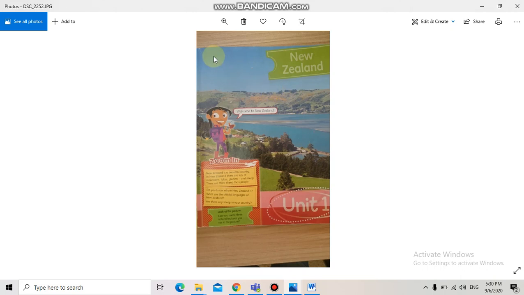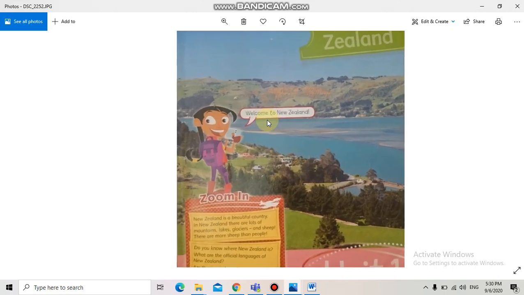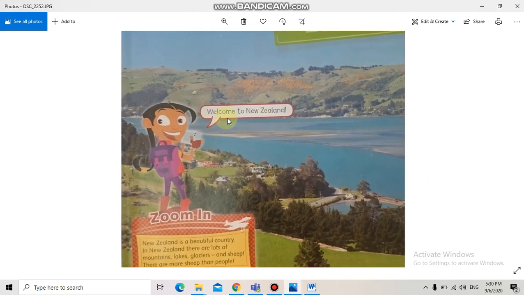Well, I can see the sky. I can see mountains. I can see a lake. I can see trees. I spy some houses. I spy streets. And I spy Tina. Reading the speech bubble of Tina: "Welcome to New Zealand." So actually Tina is welcoming us to New Zealand, and New Zealand is our first stop in our journey.